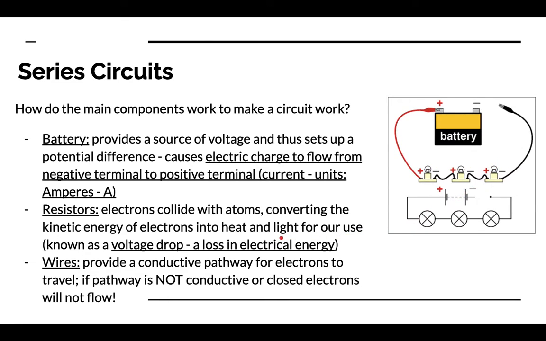In addition, the circuit also needs a conductive pathway. If the pathway is not conductive, electrons will not flow as well as if they're going through a conductive material, and as a result your circuit will not be very effective, to the point that essentially electrons are not really flowing through your circuit at all.